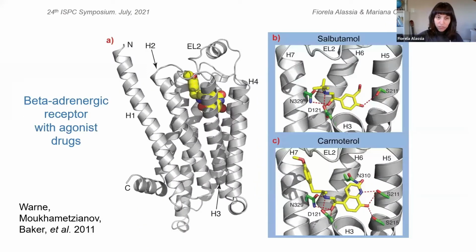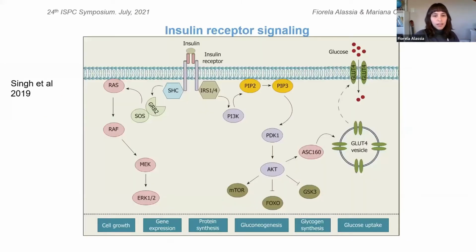Here we have another figure that represents the interaction points between a receptor, in this case, beta adrenergic receptor, and an agonist drug, which is salbutamol, an anti-asthmatic drug. Okay, here we see the insulin receptor signaling mechanism, which promotes, in one case, cell growth and differentiation, but also glucose uptake from extracellular space into cytoplasm.